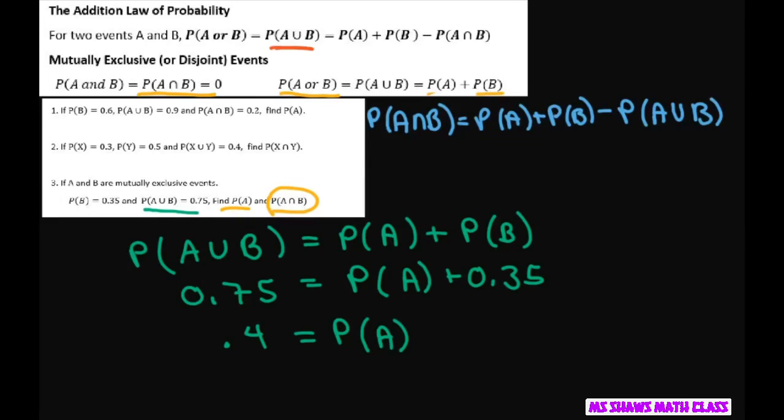So we get probability of A, which was 0.4, plus probability of B, 0.35, minus probability of A or B, and that was 0.75. And this equals 0, which is what we were supposed to get.